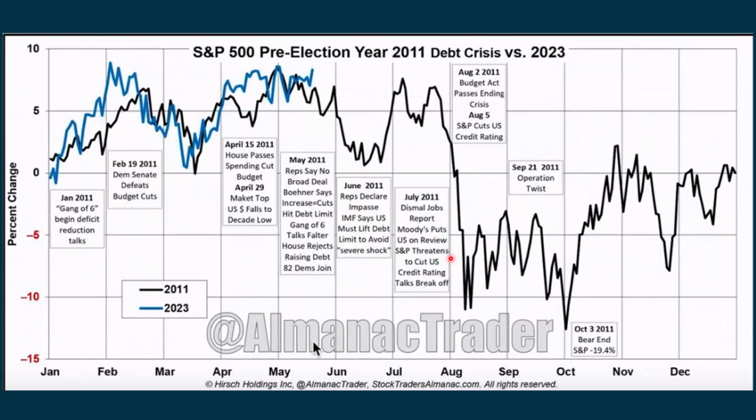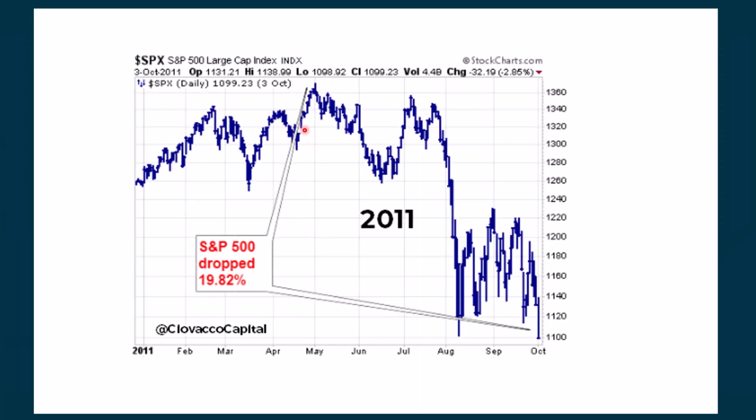And then this goes back to 2011 and different things that happened when they had the last debt crisis, where the S&P is at, and then what happened after that. And then Chivago Capital also posted a chart pretty similar to that. We did see some weakness after the debt ceiling agreement was reached. We tried to bounce back, and then going into the latter part of summer, there was some pretty significant weakness.